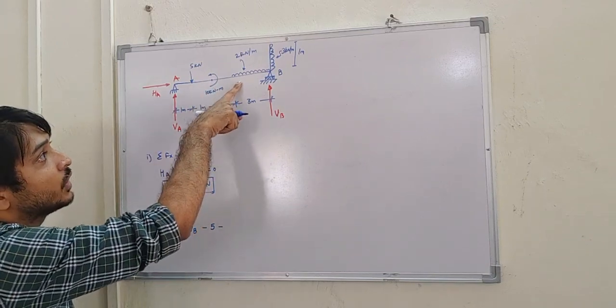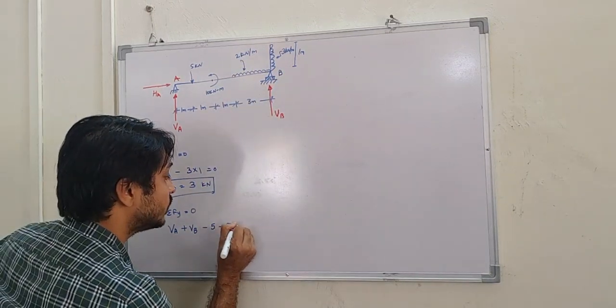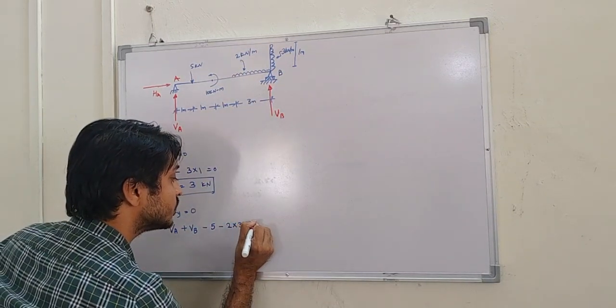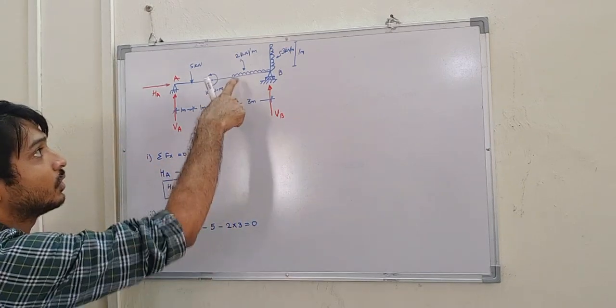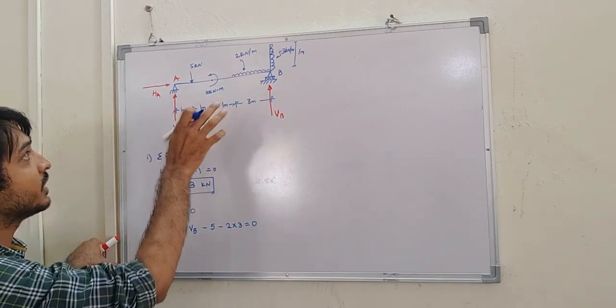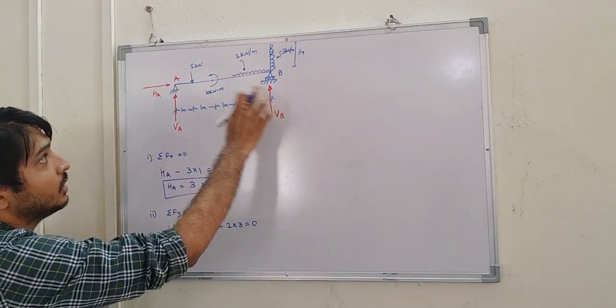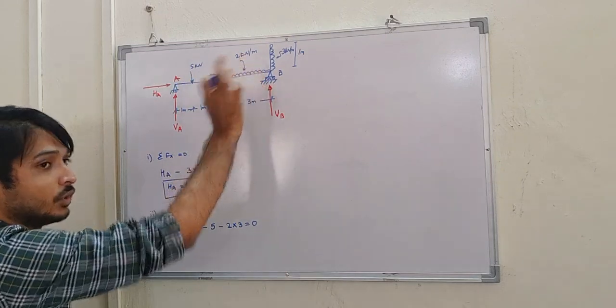So this is 2 kilonewton per meter, and length of how much? 3 meter. So that is 2 into 3, which is equal to 6, right? So only these many are the vertical forces: one here VA, one VB, one 5 kilonewton, one 2 kilonewton, right?